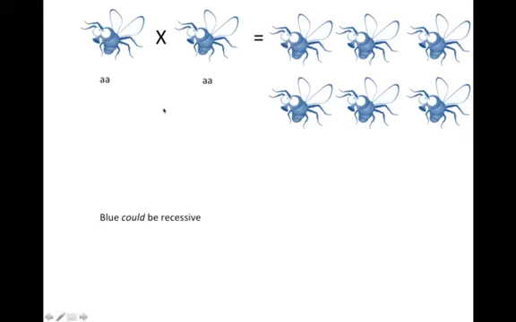Okay, so what that means is that this cross doesn't allow us to distinguish recessive versus dominant, because this cross, blue giving all blue, could be consistent with blue being dominant or with blue being recessive. Similarly, if we had orange crossed with orange and got all orange, the same exact logic would apply. This could either mean orange is dominant, or orange is recessive. So this is not a cross that allows us to distinguish whether blue or orange is dominant.